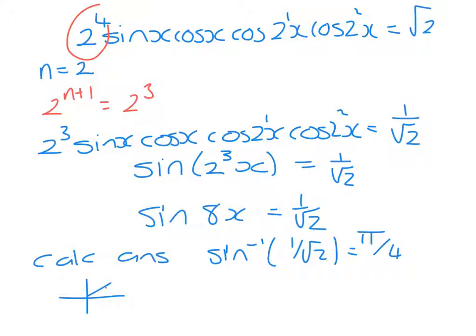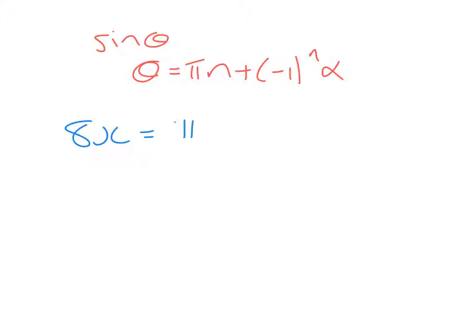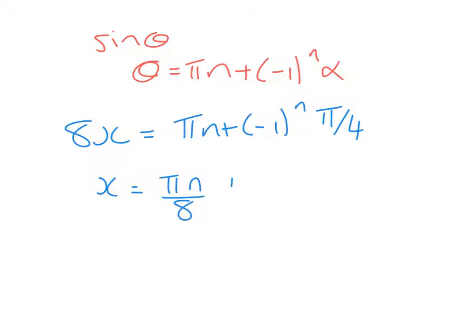If we draw our CAST diagram, then we know that our second answer is at 3 pi over 4. If we then go back to our notes, the general solution of a sine theta equation is that theta equals pi n plus minus 1 to the power n alpha. So in this case, 8x equals pi n plus minus 1 to the power n pi over 4, and we take the first solution. So x equals pi n over 8 plus minus 1 to the power n pi over 32.